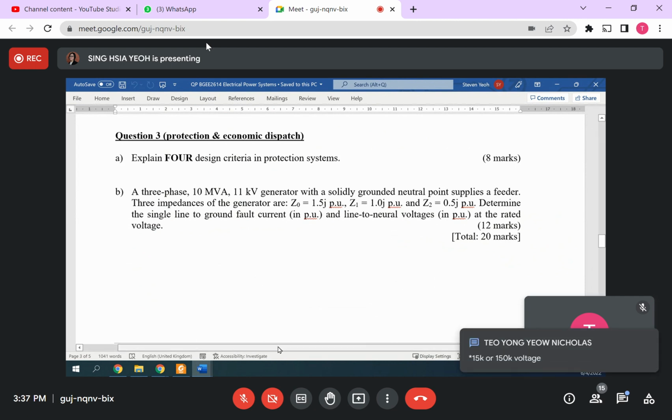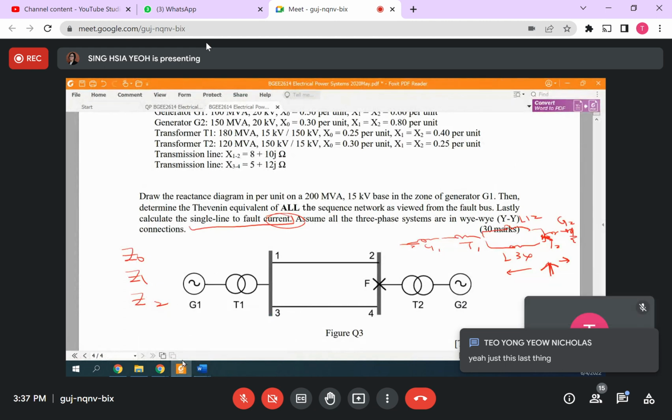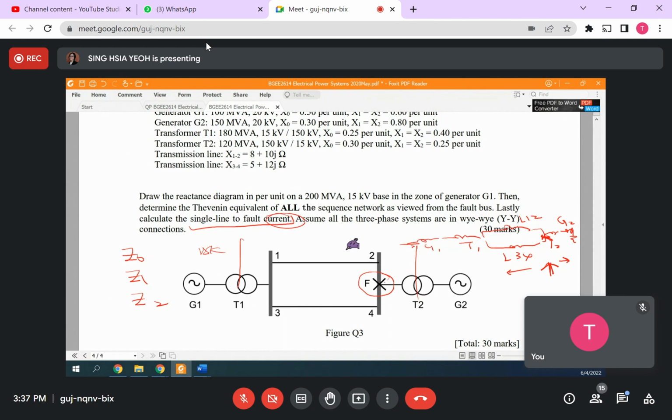Nicholas, your questions still haven't finished. What is the base? What is the base for the base current? Oh, you need to know where it is. If you are here, then what you should use? This area we say 15K, right? Then from here to here, before you go out from the transformer, is still 150K, right? Then here only 15K, so definitely you need to use 150K. So where to look? I mean, what is the voltage value? It depends on where is the location of the fault, since they say fault current, right? Okay.